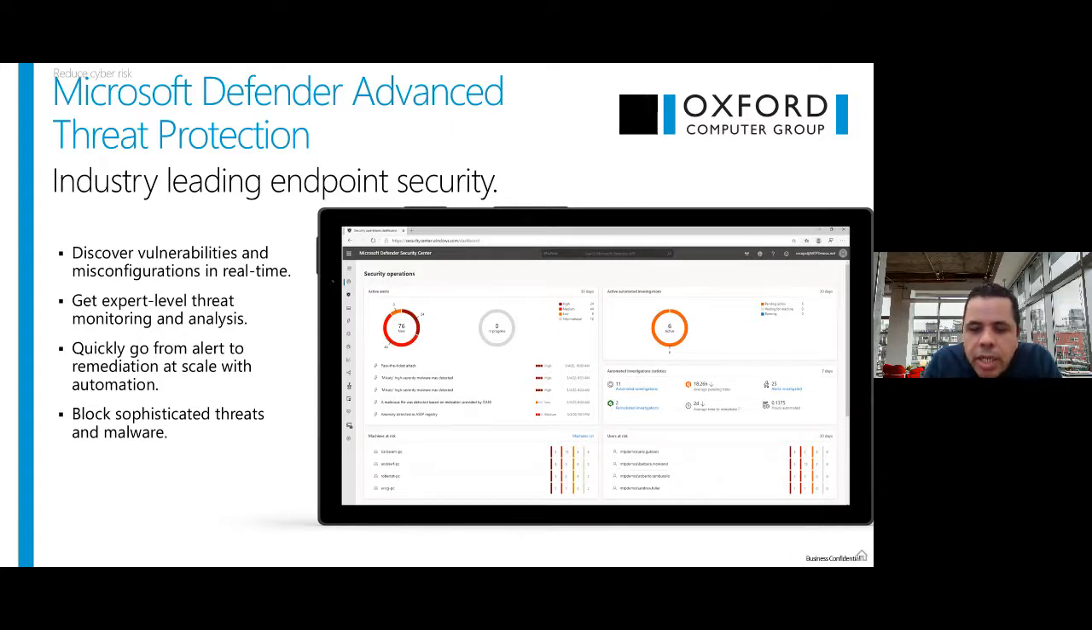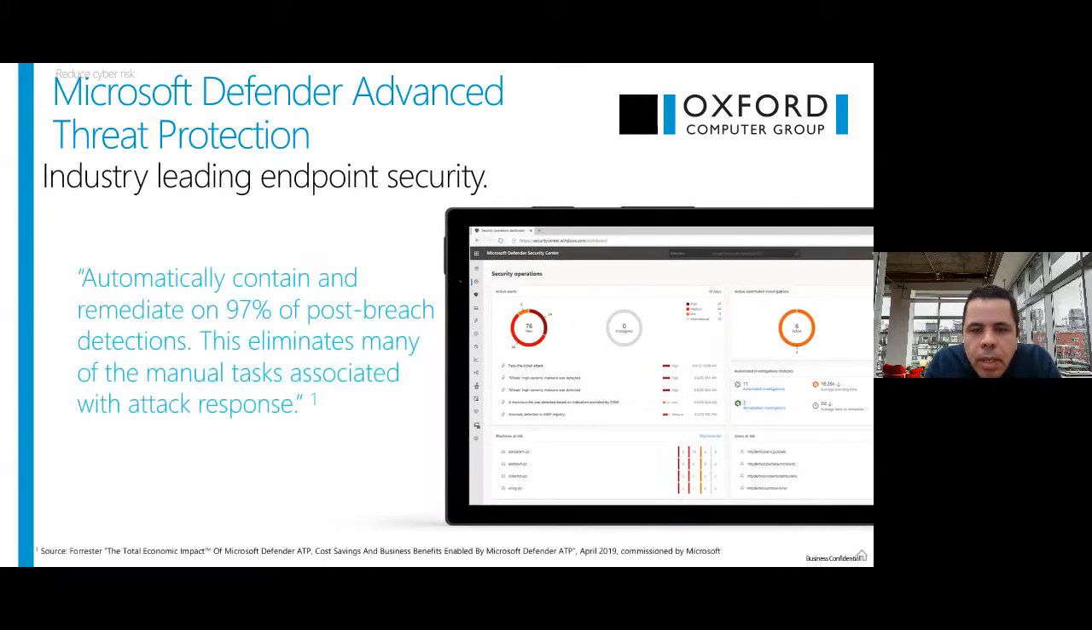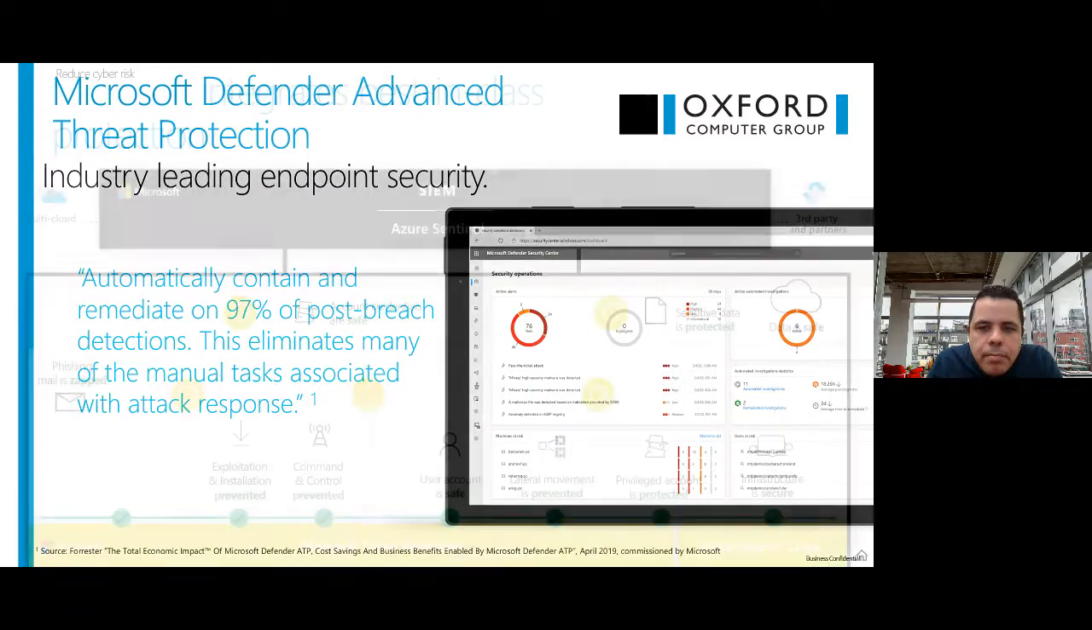And as a result, organizations get that visibility across pre-breach and post-breach, making them more effective and efficient in their response, saving time and money. 97% of post-breach detections were automatically contained and remediated, according to the Total Economic Impact study that was again conducted by Forrester, eliminating many of the manual tasks that are associated with attack and response.